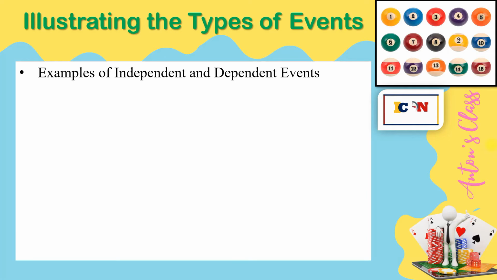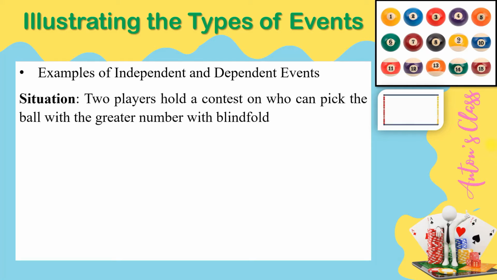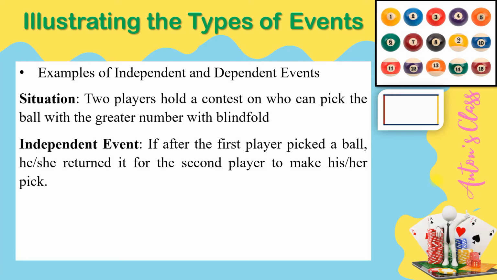We have here examples of independent and dependent events. Still, we are going to make use of the billiard balls. Situation. Two players hold a contest on who can pick the ball with a greater number with blindfold. So the two players are blindfolded. It is an independent event if, after the first player picked a ball, he or she returned it for the second player to make his or her pick.